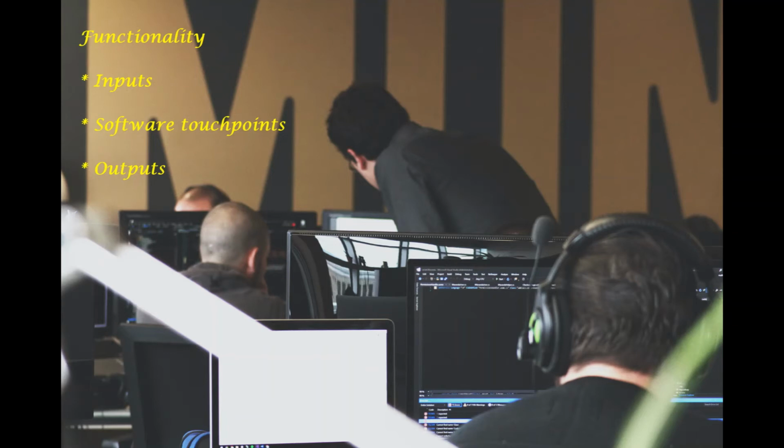When you analyze the functionality of a product, it is helpful to divide it into three areas: inputs provided to the product, software touch points like data structures, databases, file systems, etc., and outputs from the product. Analyzing the inputs provided to the product and how the system would respond to the inputs is an important factor in requirements analysis, and several implicit things can be located here.